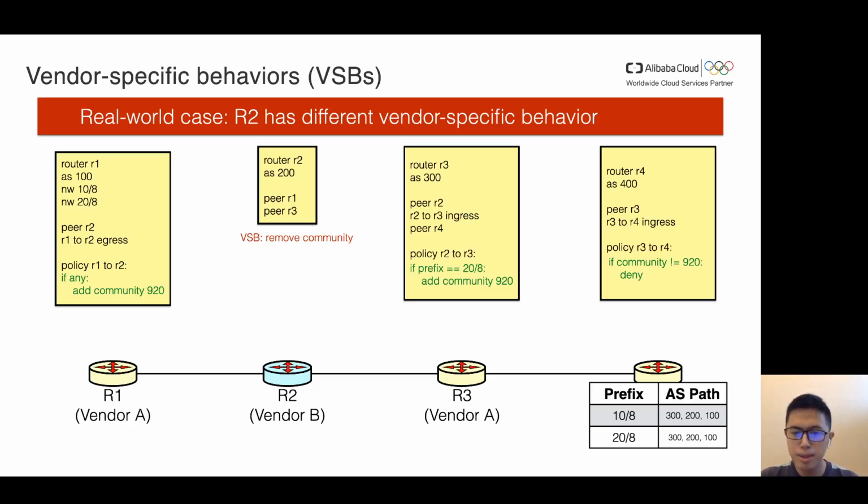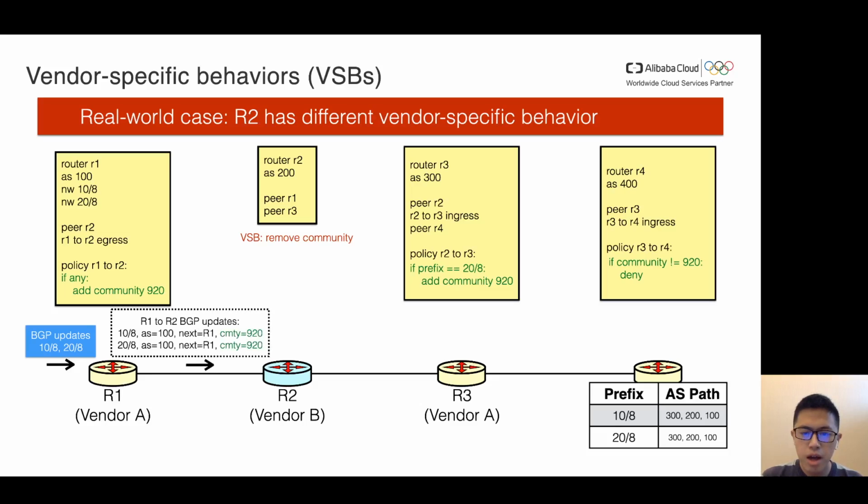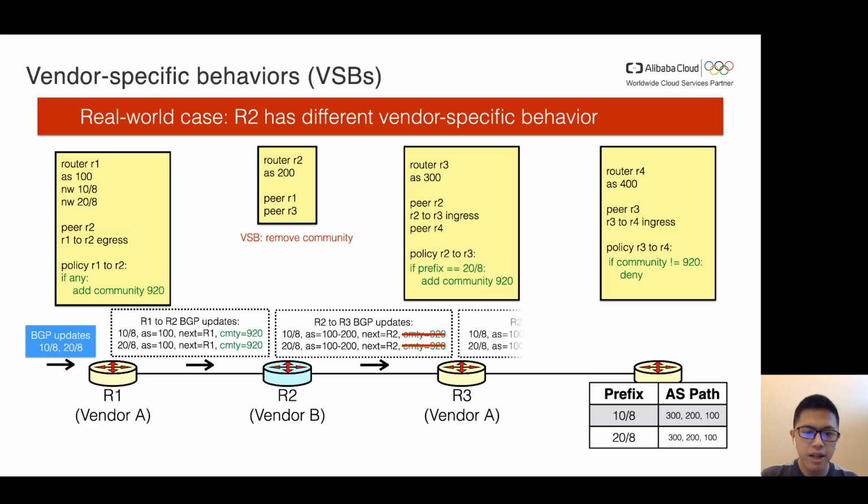It has a latent vendor-specific behavior which removes the community of BGP updates. In this case, 2 prefixes arrive. R1 adds the community to them and sends them to R2. R2 drops the community, then comes R3. R3 adds the community only to prefix 20/8. Finally, R4 only accepts prefix 20/8. We eventually get a different routing table in reality, which is different from our simulation result.